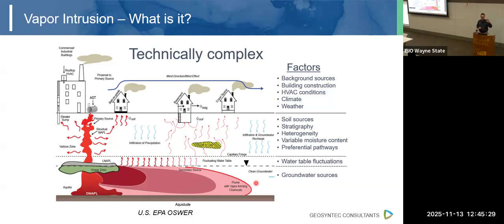But then you also have things going on at the surface. How is that building constructed? What is the weather like that day? What kind of heating and cooling system does that building have, and how is it operating? And are there other things, just commercially available products in that building, that might be off-gassing and contributing to indoor air beyond what's coming from vapor intrusion? So that makes it all very technically complex, makes my job more interesting.